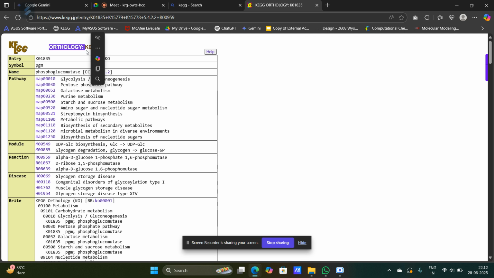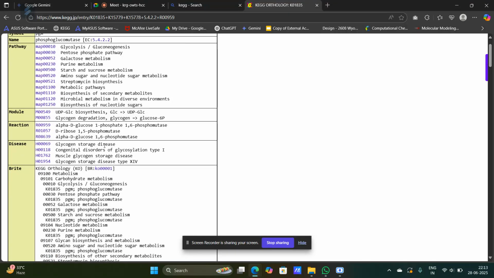I hope I'm not complicating things. They originate from the same gene and get transmitted to different species, but their function remains the same. And this set of genes is called orthologs. You have some information related to orthology here. And again, you have modules listed, different pathways for the same, and you also have diseases.